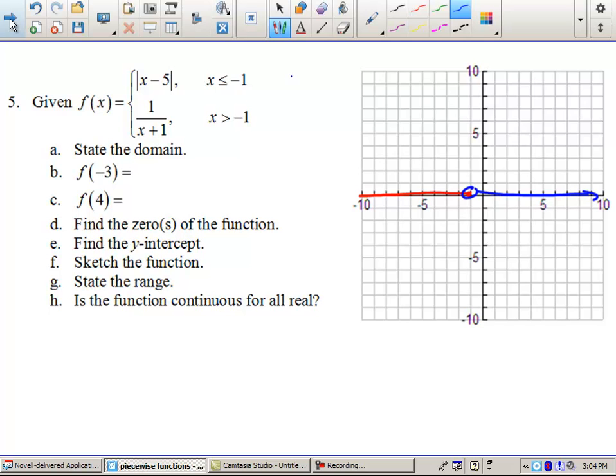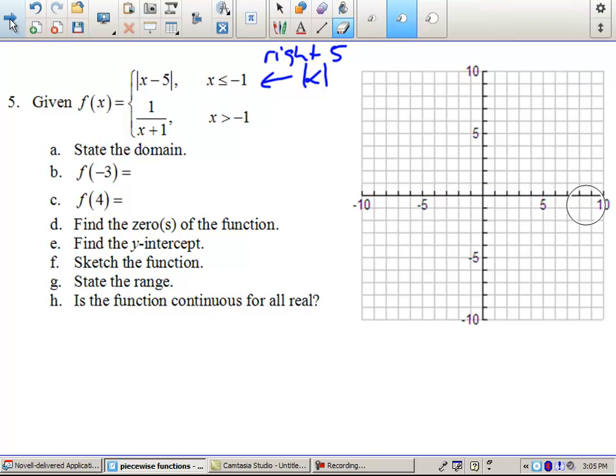The first piece of my function for all values less than -1 is the absolute value of x minus 5. The parent function of this is the absolute value of x, which makes a v at the origin. I've taken this thing and I have moved it right 5. I'm just going to take this graph and move it 5 right, and then it's going to make a v from here. And I'm not even going to draw this very much because it's not part of my domain.